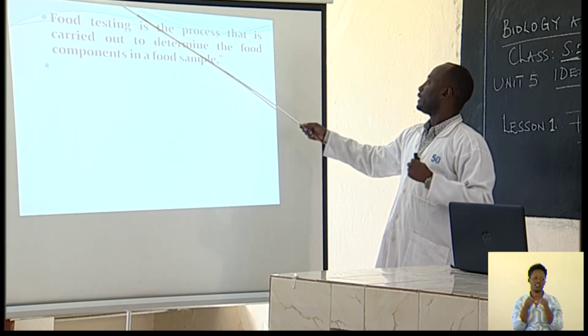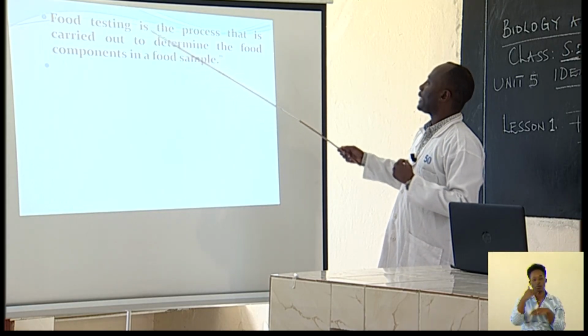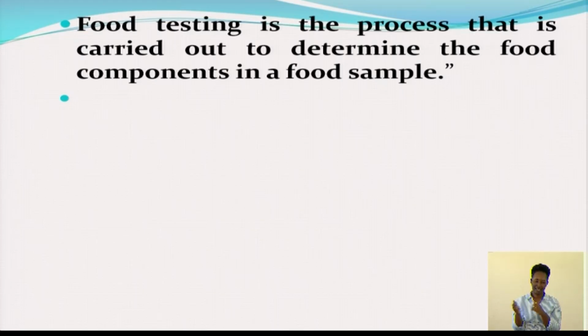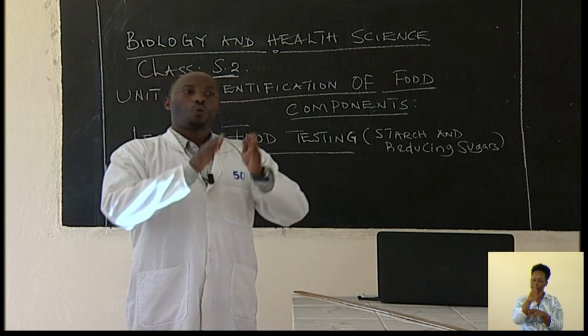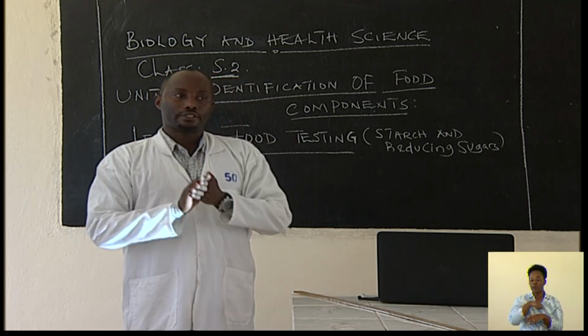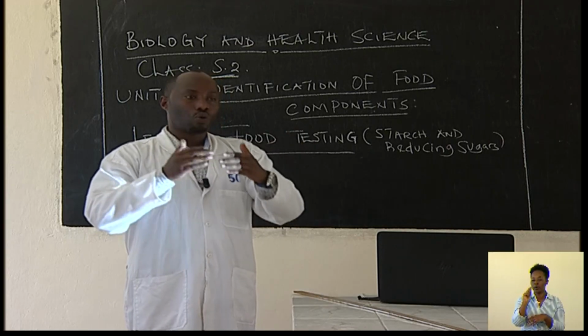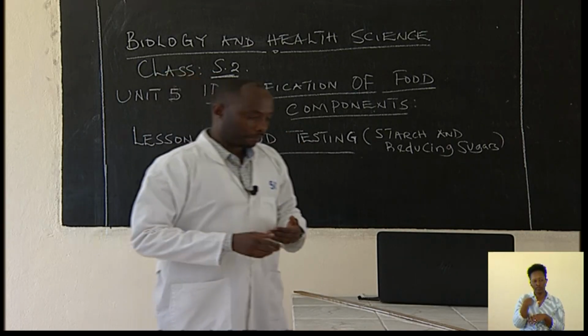So this is the definition of food testing: the process that is carried out in the laboratory to determine the food components in the food sample. What are the food components that are present in the food sample? Why do we say these are carbohydrates? Students, why do we say these are proteins? That's why we have to do what you call testing.